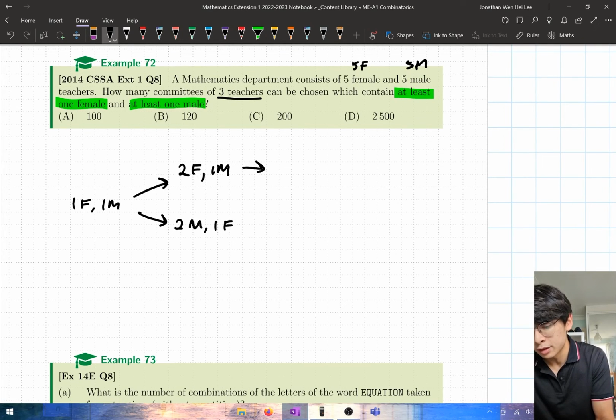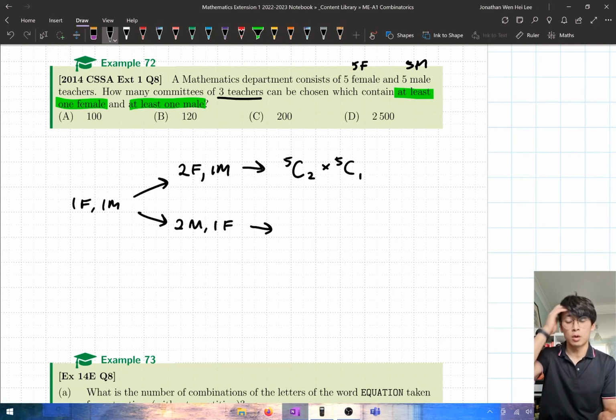So let's just do the math for this. So 2 females and 1 male. How many ways can we do this? Well, let's select the females. How many females are there? There's 5 females, and we're choosing 2 out of them. Then for the 1 male, how many ways can we do that? Well, there's 5 males, and we're choosing 1 of them. And so for the first case, where we've got 2 females and 1 male, we've got 5 choose 2 times 5 choose 1.